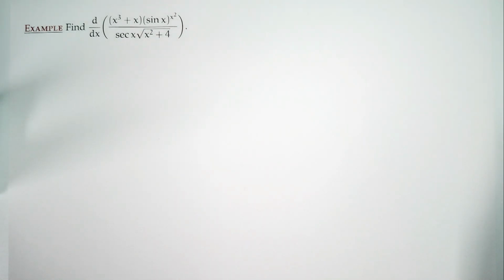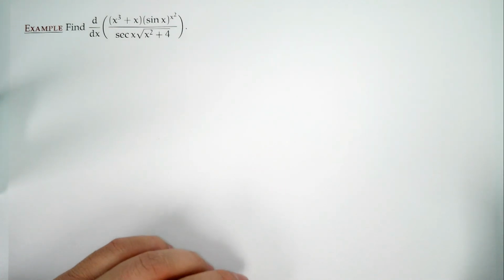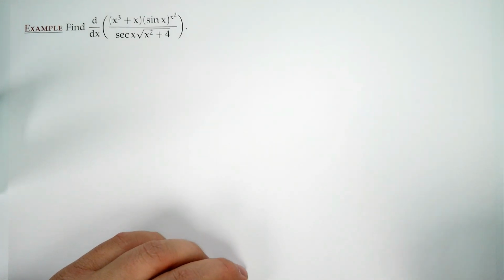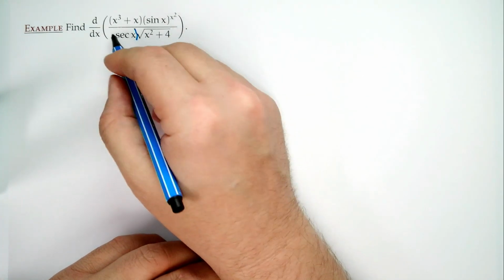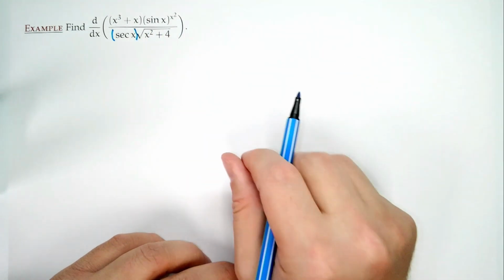Let's do one more example. Find the derivative of x cubed plus x, sine of x to the power x squared, and secant of x squared of x squared plus 4. And we're going to think of this, got to be careful sometimes with notation. So secant of x is separate.